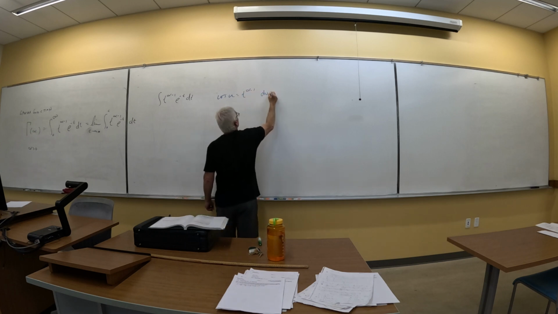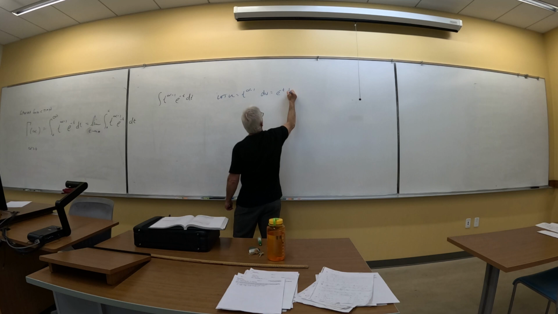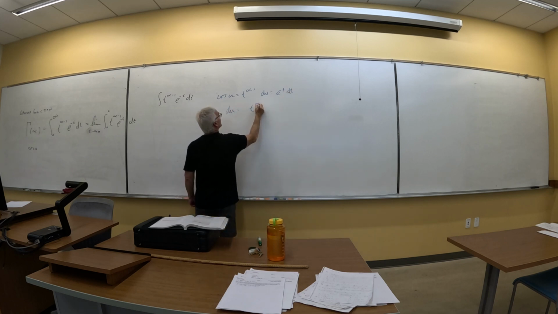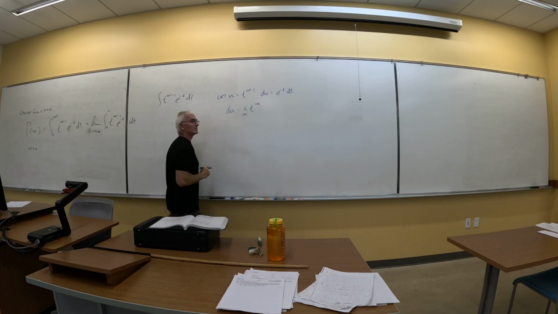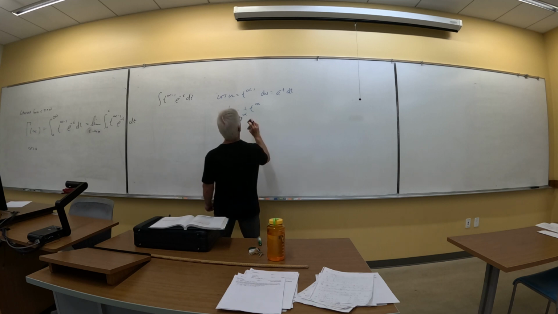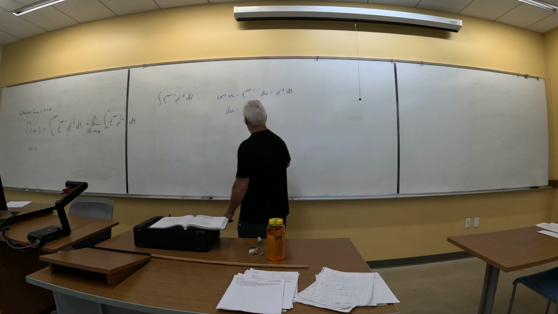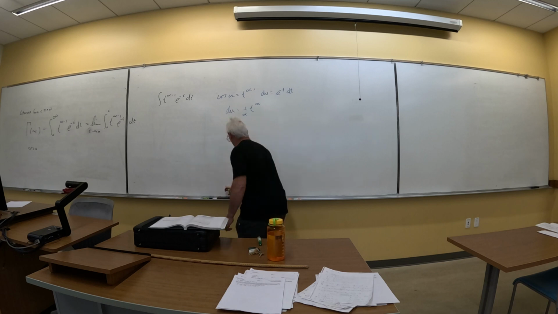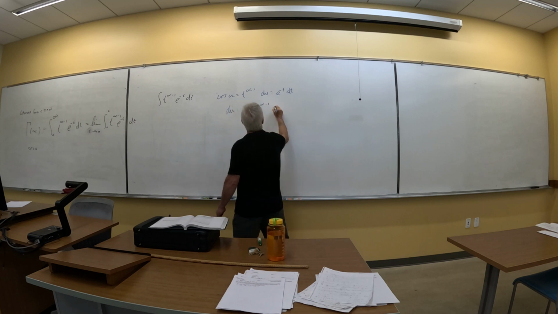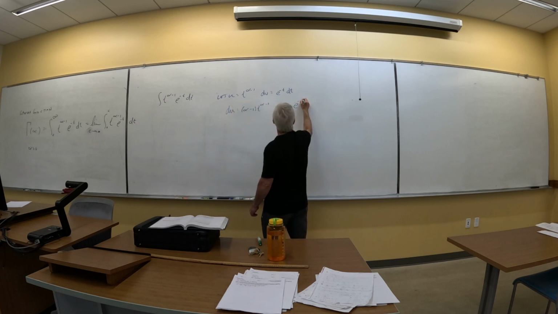Then my dv will be e to the negative t dt. Then my du will be this, right? Oh, I'm sorry, I said that backward. Differentiate. I'm sorry, you know what? Yes, I went the wrong way, sorry. I'm going to do something else in a moment. Sorry about that. And then my v is this.